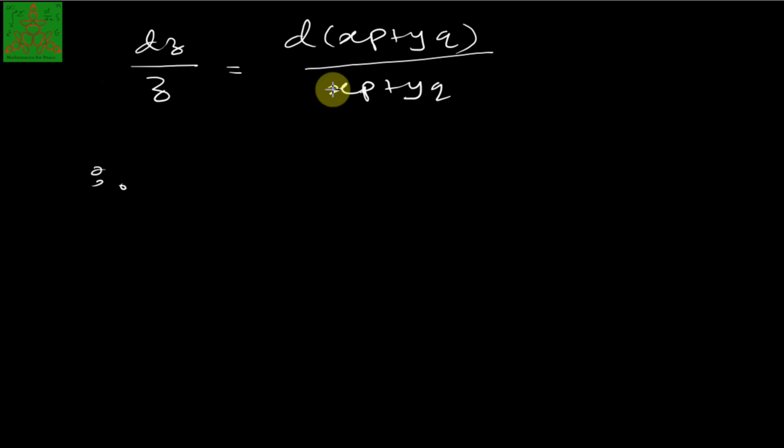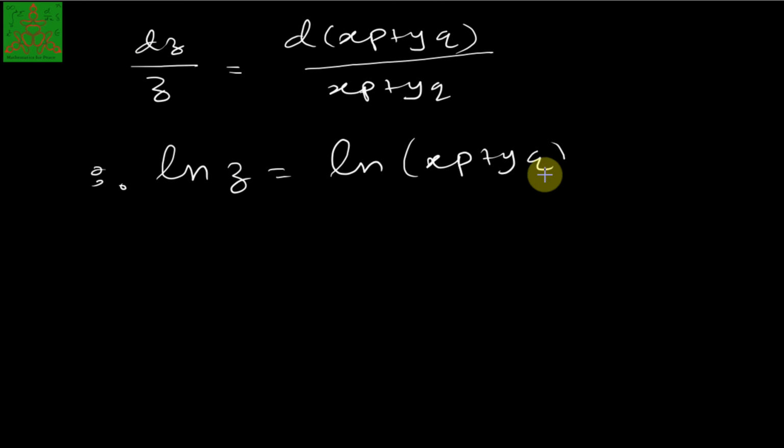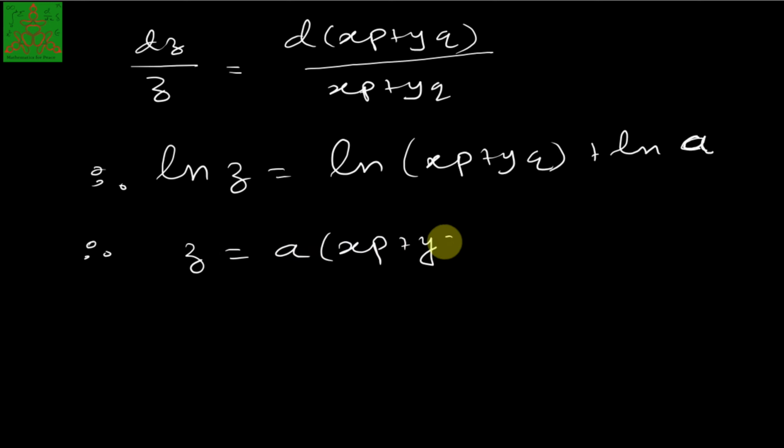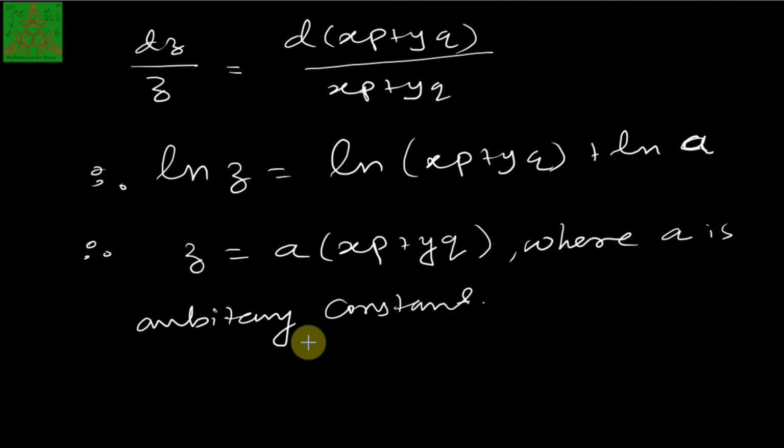Therefore, if I integrate both sides, this will give you ln z is equal to ln of (xp plus yq) plus ln c. Finally, c is ln a. Therefore, this will give me z is equal to a times (xp plus yq), where a is arbitrary.